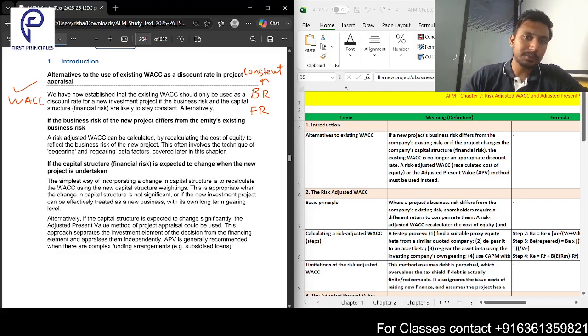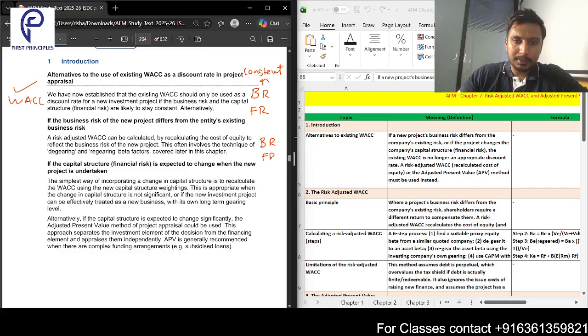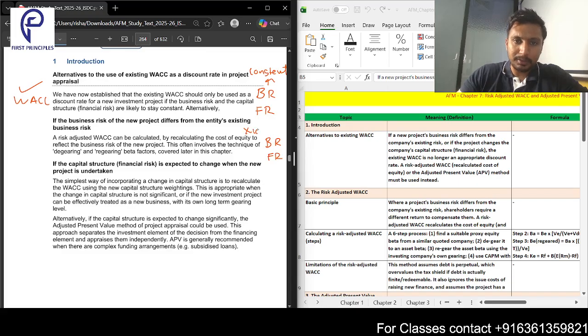So what we will do, if the business risk and finance risk are not staying constant, is take a risk-adjusted WACC. In these situations, we will use a risk-adjusted WACC.